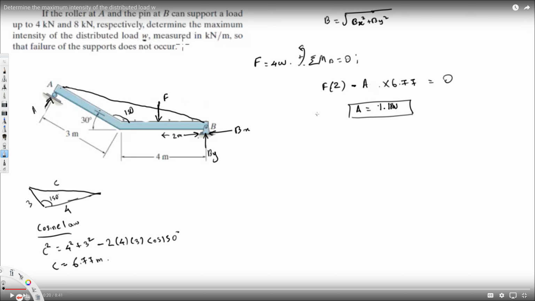Then what we can do, since we have A here, we can find one of these components. We can take vertical or horizontal. Let's start with the horizontal one. Sigma Fx is equal to 0 in statics, and if I take this side positive, Bx is going to be negative, minus Bx. Then we have A acting on it.